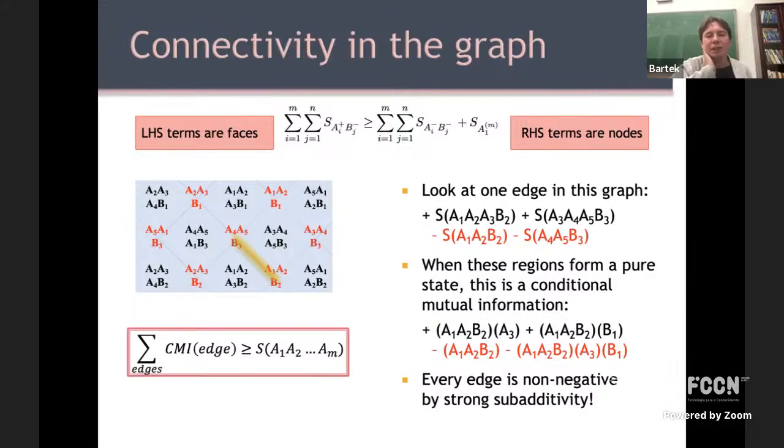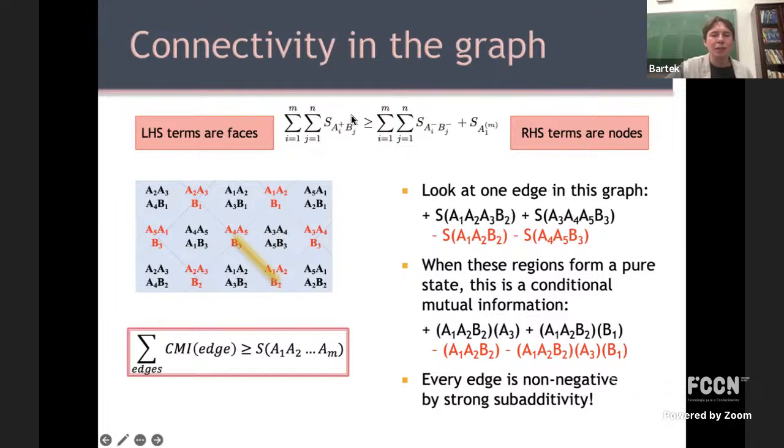So at the very least, we should understand what edges are. And so here is a statement. Edges are instances of conditional mutual information. To explain this point, I have drawn a specific edge here. And that specific edge, first of all, has two faces next to it.